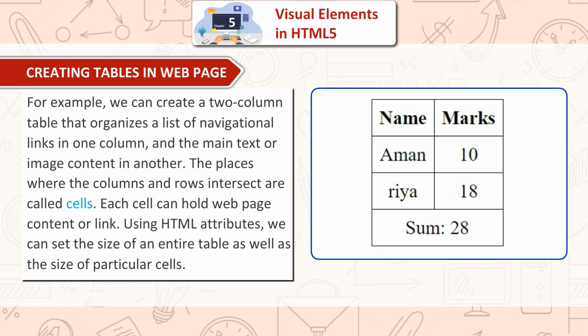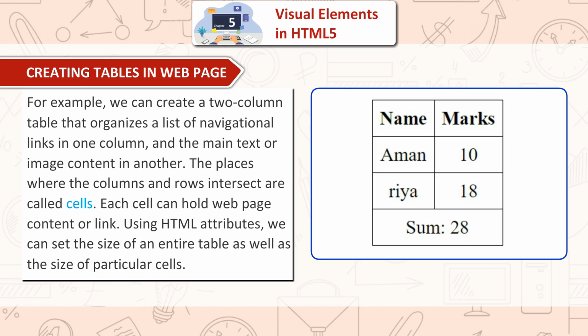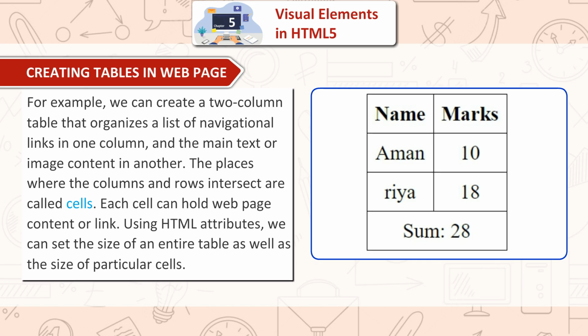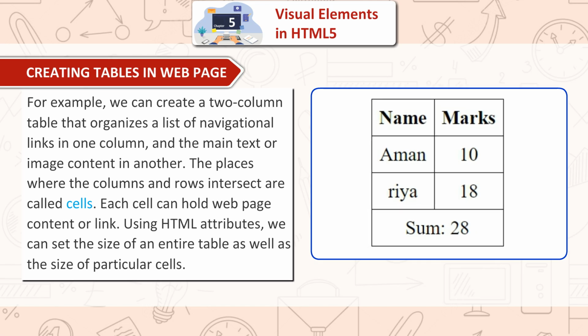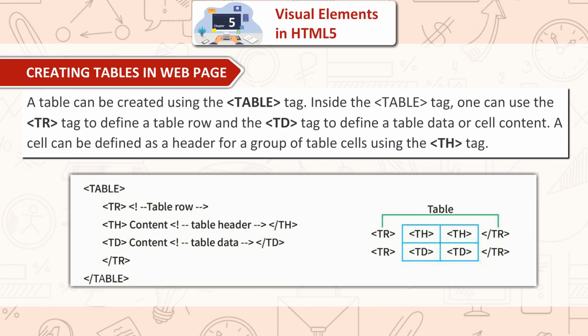The places where the columns and rows intersect are called cells. Each cell can hold web page content or a link. Using HTML attributes, we can set the size of an entire table as well as the size of particular cells. A table can be created using the table tag. Inside the table tag, one can use the tr tag to define a table row and the td tag to define table data or cell content. A cell can be defined as a header for a group of table cells using the th tag.